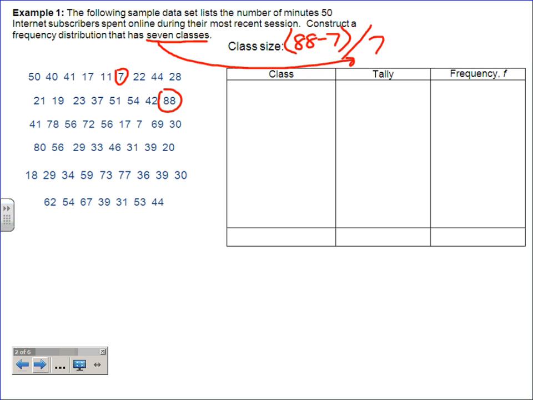Now these numbers are not always going to end up nice, and I chose this one because it's 81 divided by 7, right? That does not divide evenly. And so you pretty much do the best you can. Okay? First we'll just approximate that, and then we'll decide which way we should round that. So basically it's 81 divided by 7, right?